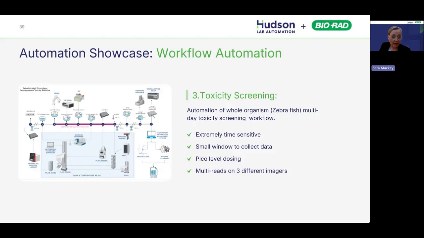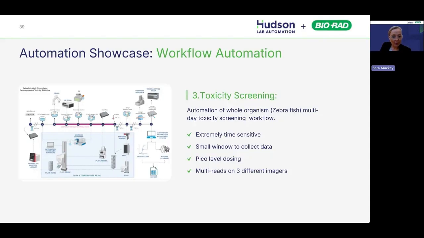The real value of this workflow is that it allows researchers to screen large chemical libraries, study developmental toxicity, neurobehavioral effects, and antiviral activity. In the context of this webinar, this example illustrates how workflow automation enables biologically complex science at scale while protecting data integrity and dramatically reducing labor and variability.